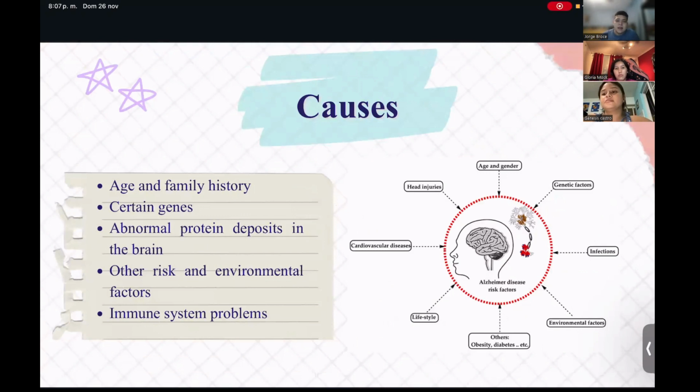The causes. Scientists do not fully understand what causes the disease, although age and family history, certain genes, abnormal protein deposits in the brain, other risk and environmental factors, and immune system problems could be the cause of this disease.